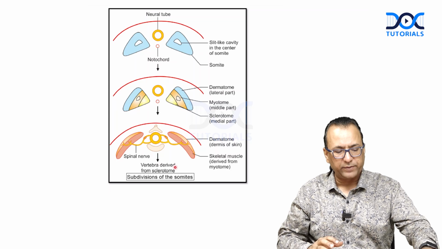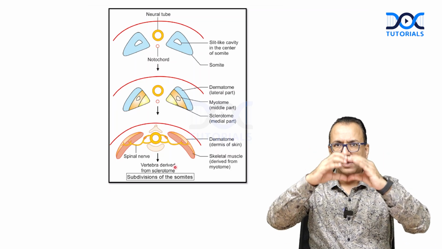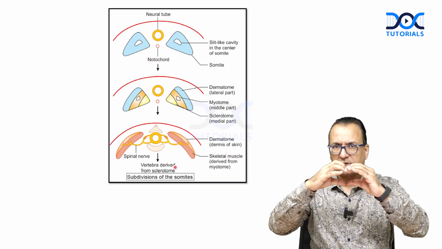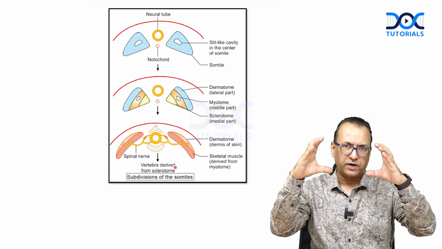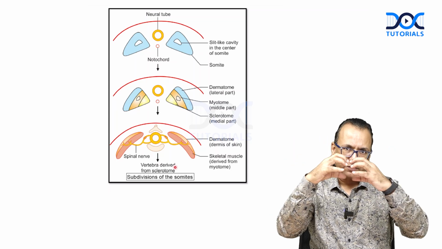Now, it may happen that there's an open neural tube defect, meaning the spinal cord is open. If there is a spinal cord open, then the vertebra is also open, which is called spina bifida. So the two sides of the vertebra could not fuse because the spinal cord itself was open.